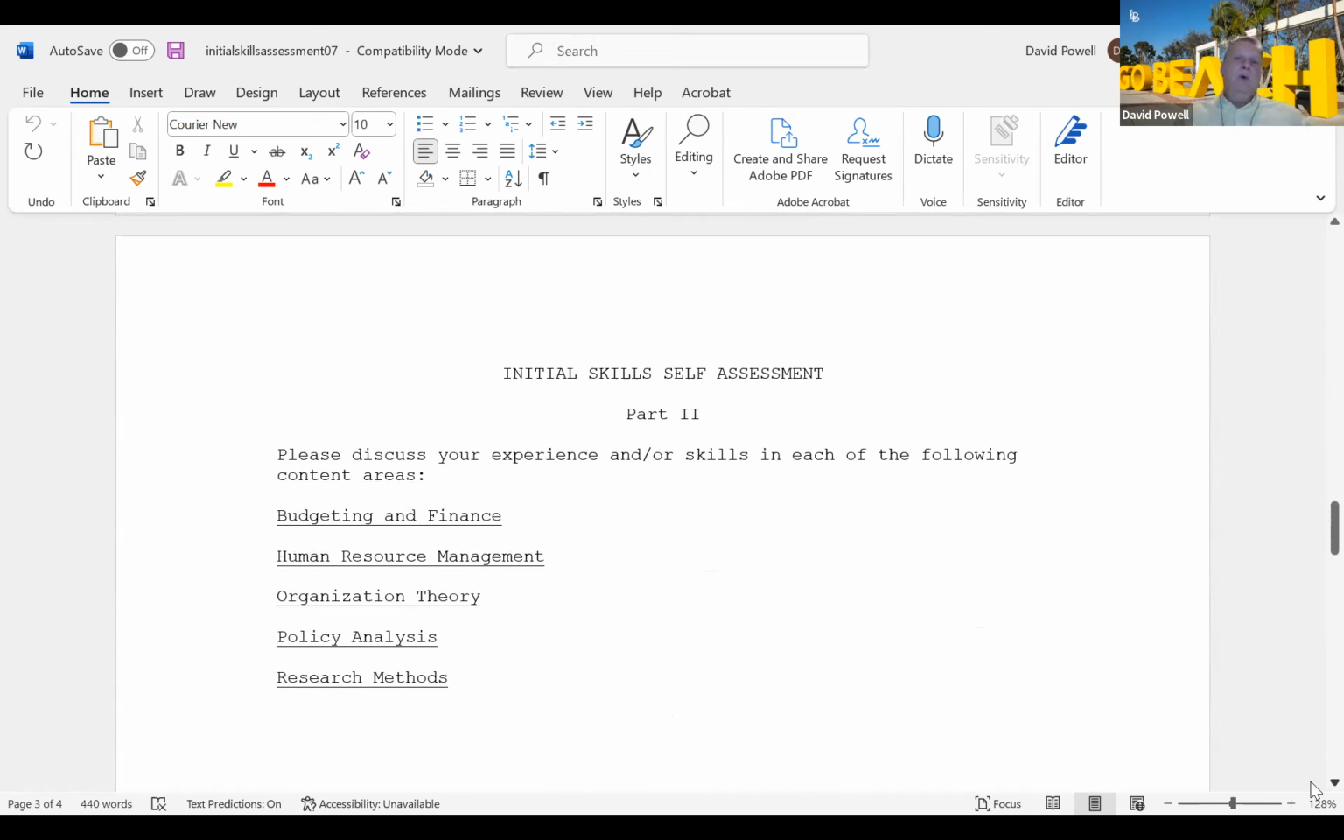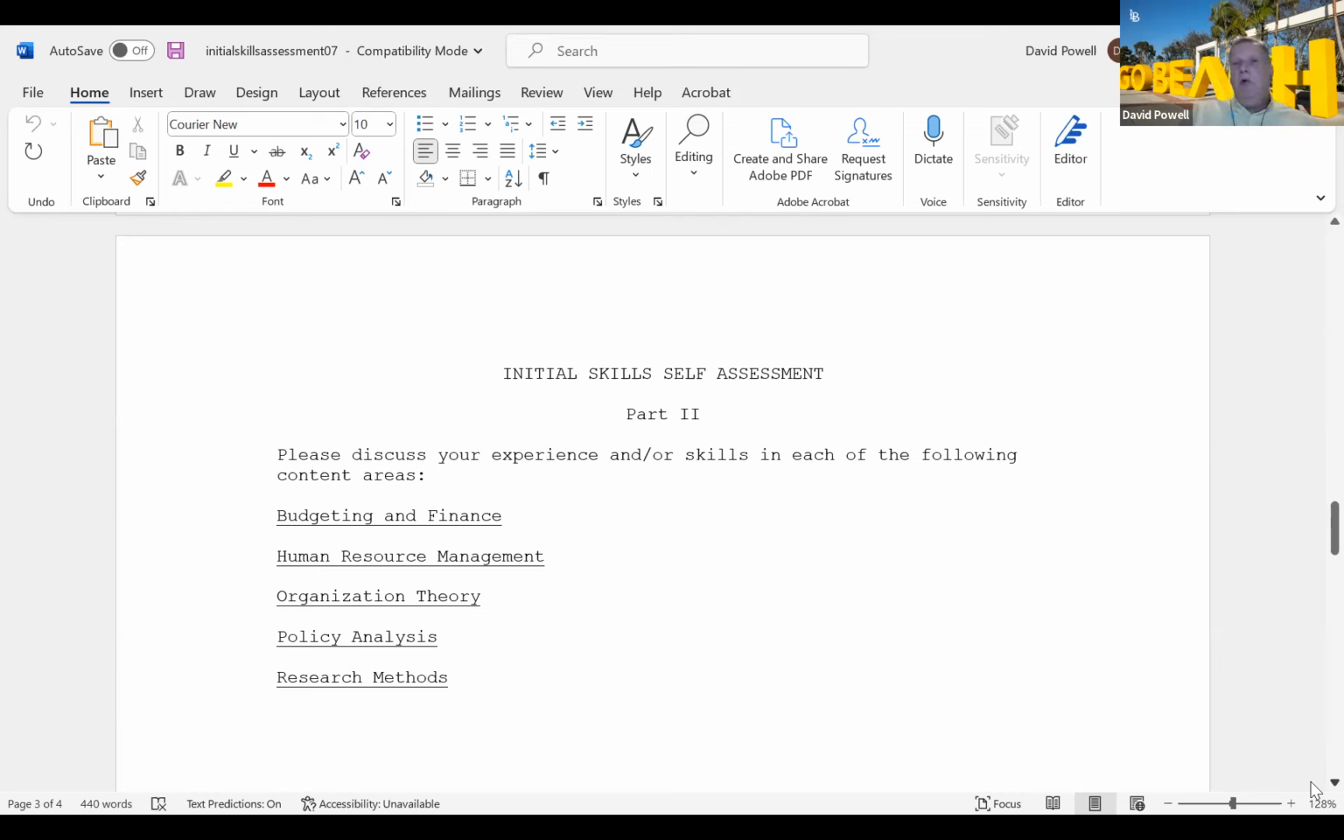Then in part 2, we're going to ask you to expand a bit about your experience or skills in the 5 main core areas of the program: budgeting, HR, org theory, policy, and research methods. So a sentence or two about what your experience and your skill level is in each one of those areas.